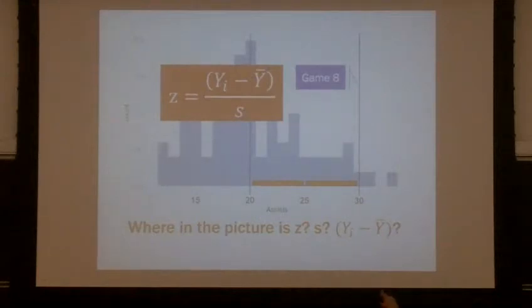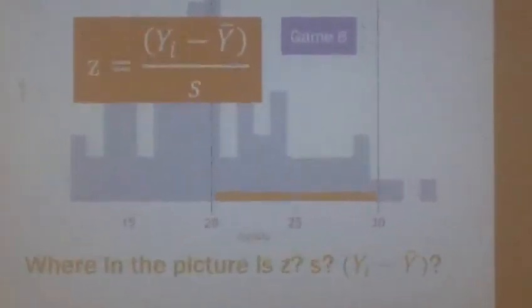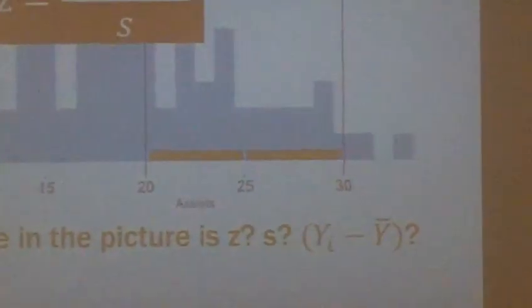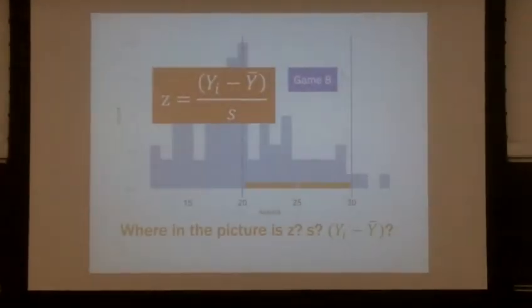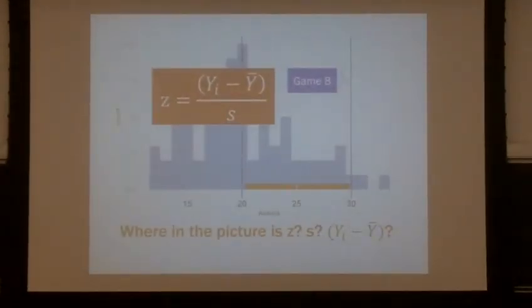All right, where is S in this picture? S is standard deviation. Where can you see it in the picture? Yeah. One of those bars is standard deviation, okay? So is S equal to 1? It's the length of one of the bars. Yes.